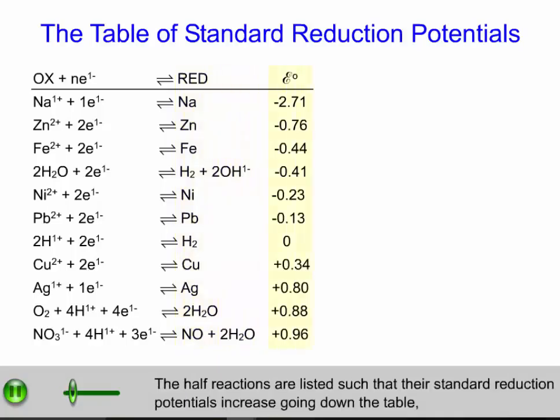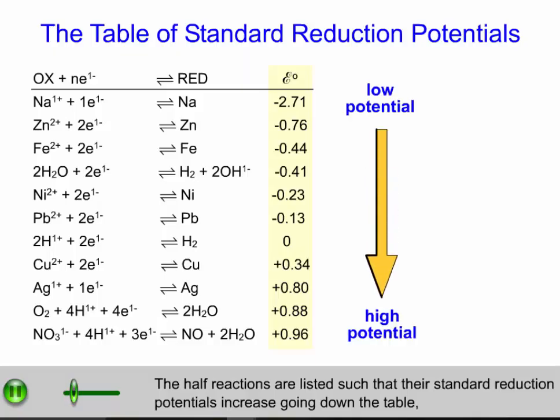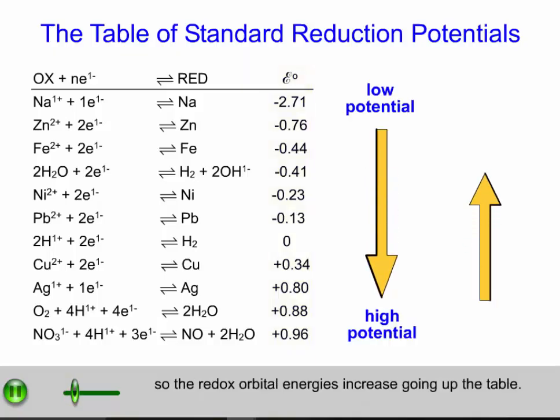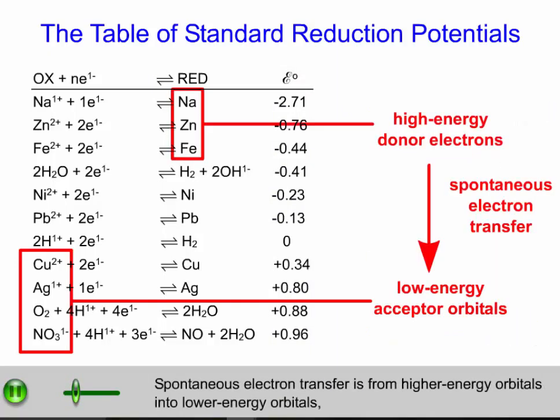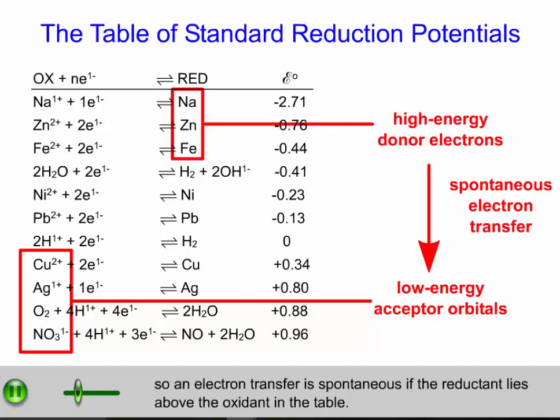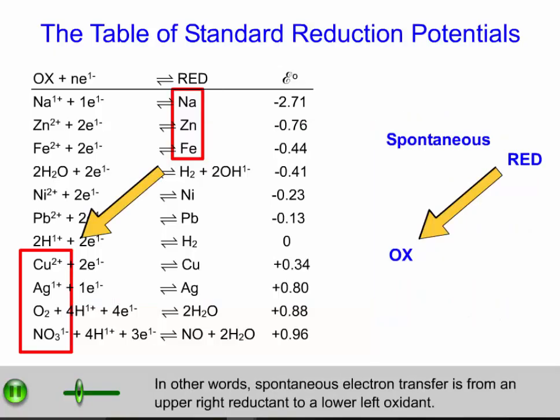The half reactions are listed such that their standard reduction potentials increase going down the table, so the redox orbital energies increase going up the table. Spontaneous electron transfer is from higher energy orbitals into lower energy orbitals, so an electron transfer is spontaneous if the reductant lies above the oxidant in the table. In other words, spontaneous electron transfer is from an upper right reductant to a lower left oxidant.